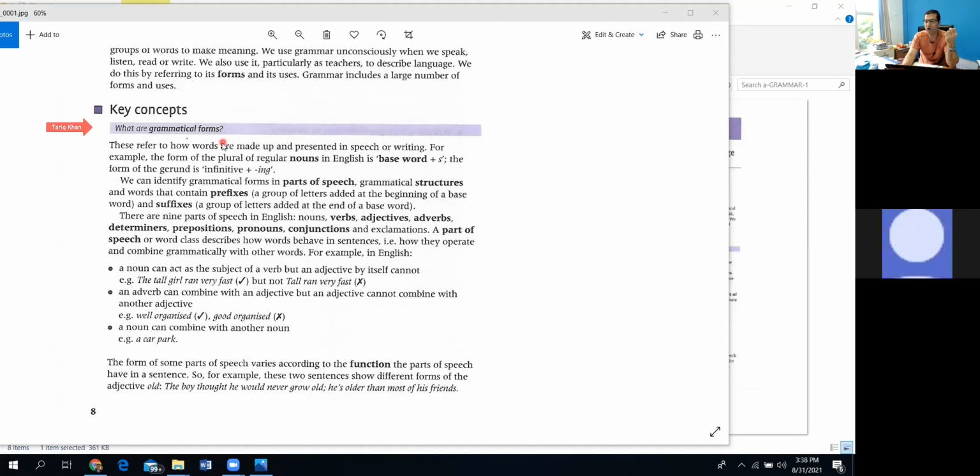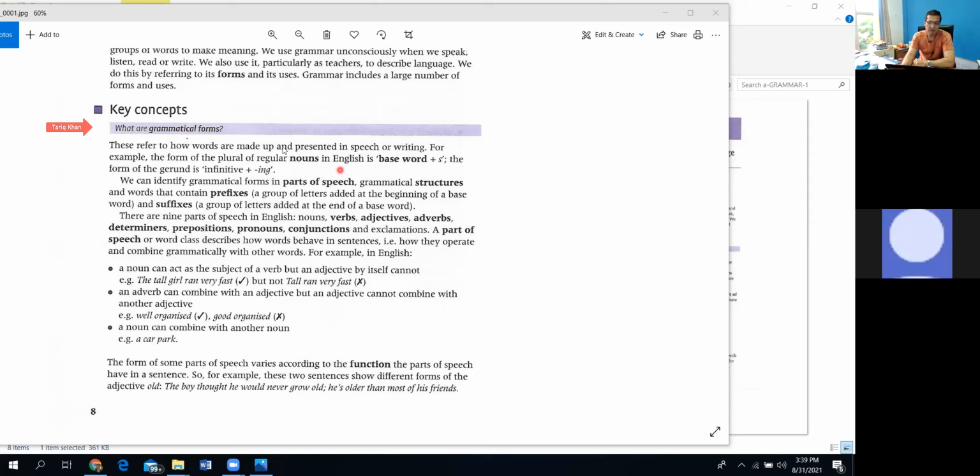What are grammatical forms? These refer to how words are made up and presented in speech or writing. What we say, what we write, different things we write in different ways, all these are forms. And we use those forms to convey the meaning, convey the message, either in writing or in speaking.